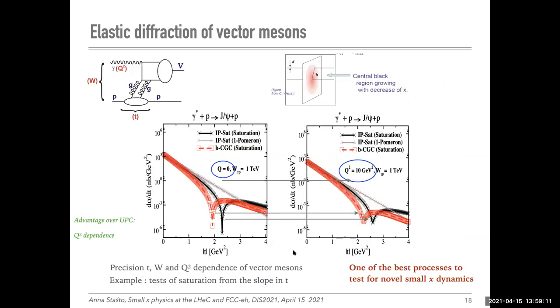And the final result, there has been a lot of results and simulations on elastic diffraction of vector mesons for LHeC. This is the machine that has a wide range of t, W and Q square kinematics that could be covered. So here is just the slope, d sigma dt as a function of t for two different values of Q square and the type of effects that you could observe at this machine. For example, the difference between the saturated and non-saturated by observance of these dips, as well as observation of the dip position as a function of Q square, which should shift to a different t.